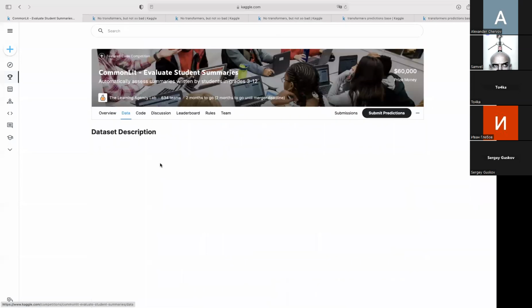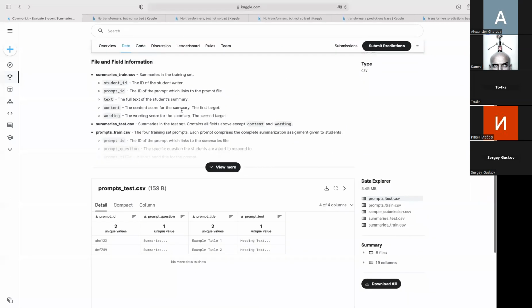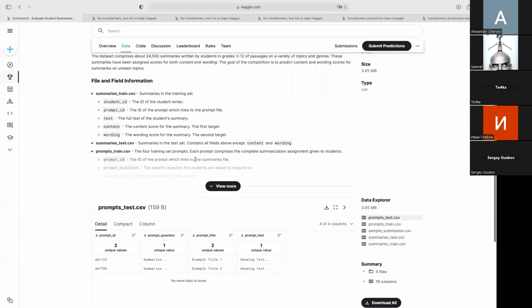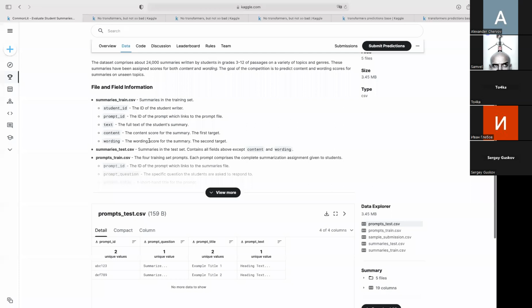But what is quality? We have two targets named content and wording. And first of all, I don't understand at all what this means. But we are going to speak about the definition of content and wording a little bit later. So at this moment, we have two float targets, and as I said before, we have a multi-regression problem.